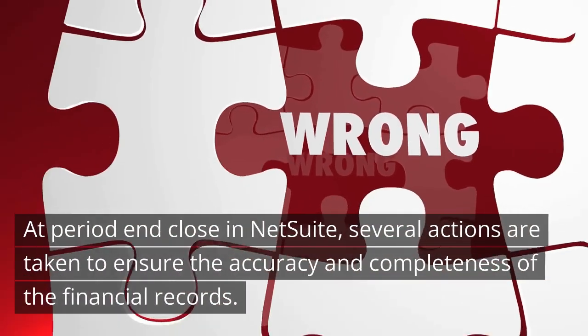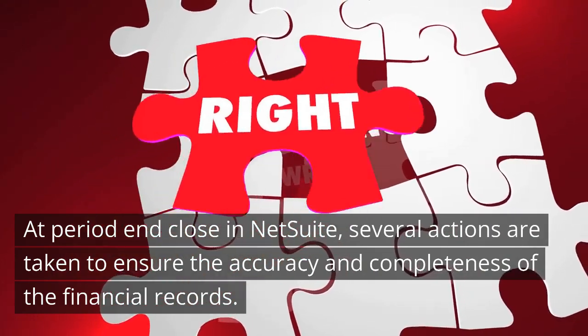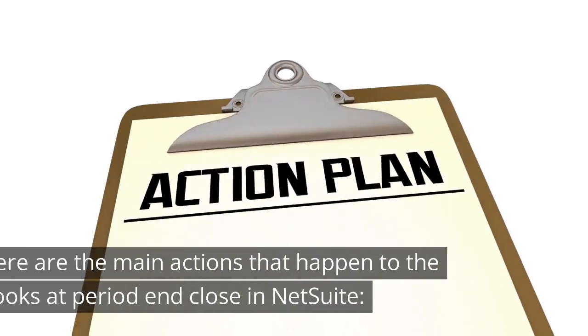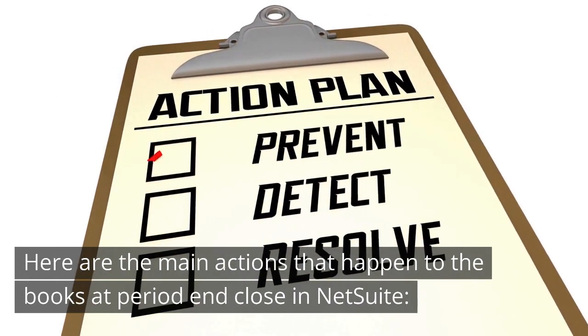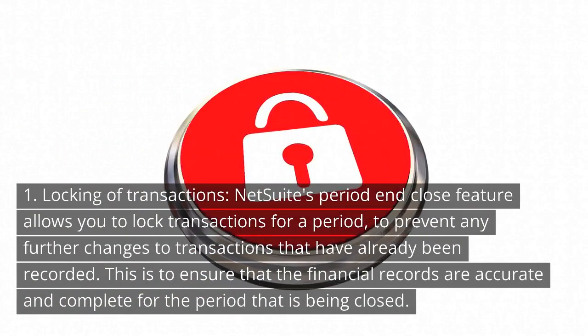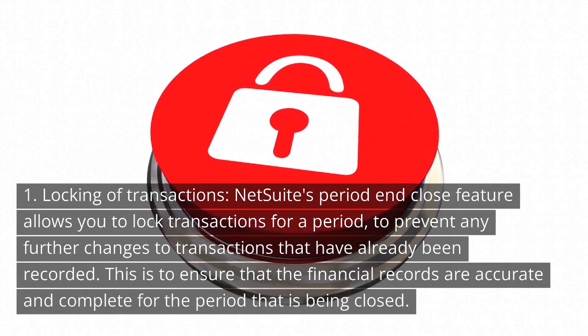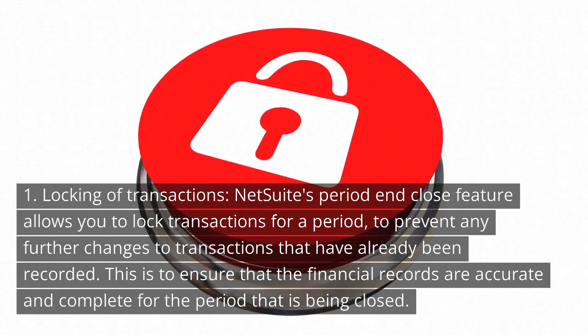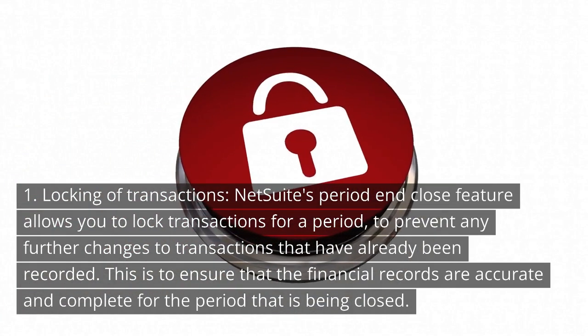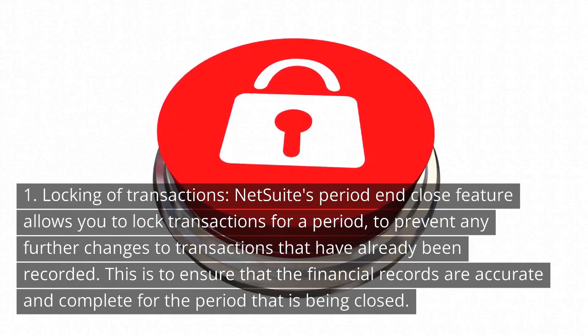At period-end close in NetSuite, several actions are taken to ensure the accuracy and completeness of the financial records. Here are the main actions that happen to the books at period-end close in NetSuite. 1. Locking of transactions. NetSuite's period-end close feature allows you to lock transactions for a period, to prevent any further changes to transactions that have already been recorded. This is to ensure that the financial records are accurate and complete for the period that is being closed.